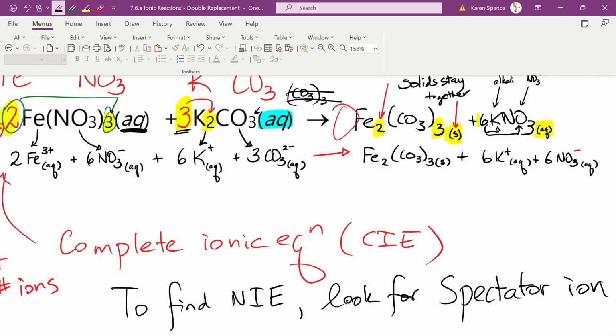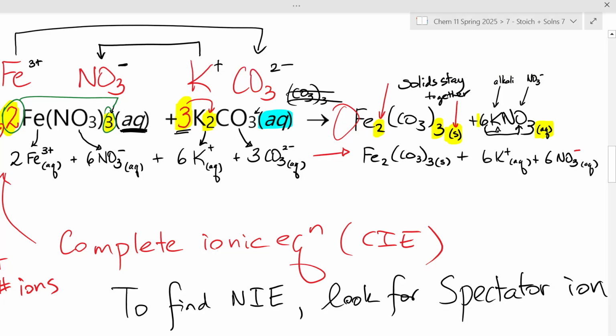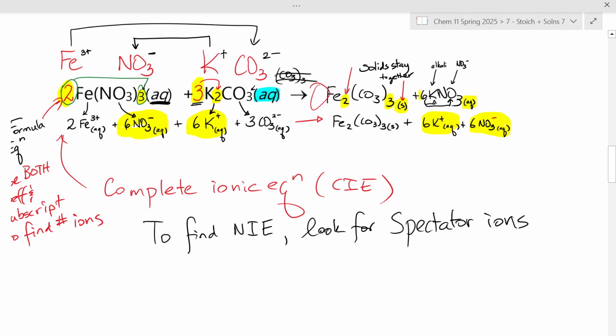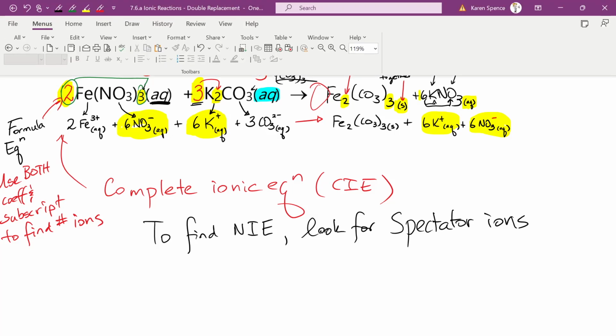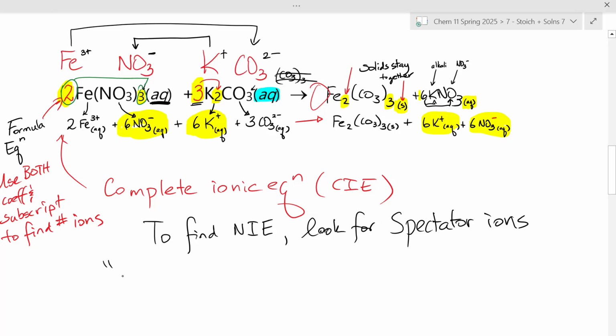And usually if you're having trouble finding them, you can say, you know what, I'm going to look at my products, because definitely they're going to be there in the products. So I got some K pluses, and on the other side, I've got some K pluses. I got some NO3 minuses, and I got some NO3 minuses. So one of the things you might be asked to do is to identify the spectator ions.